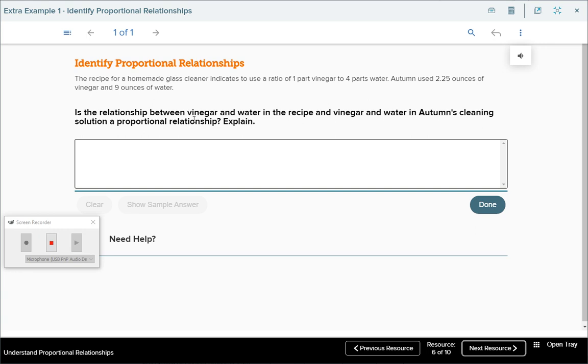So if she does 2.25 and she wants to use 9 ounces of water, basically what we're looking at is 1 over 4 equals 2.25 over 9. How are we going to figure out if these form a proportion? We don't need a calculator for this. Cross products. Okay? So let's do this.